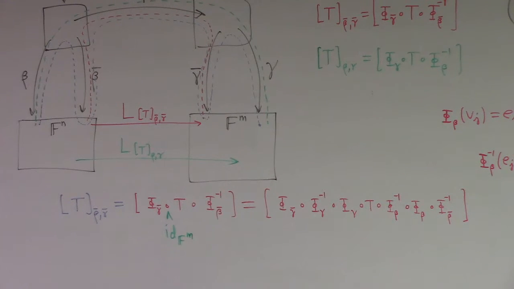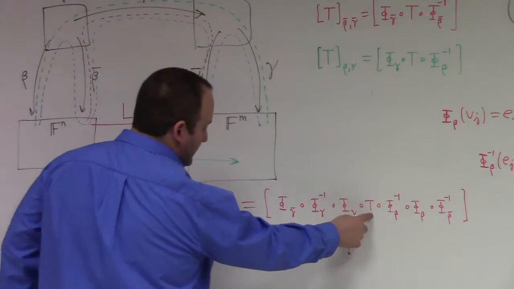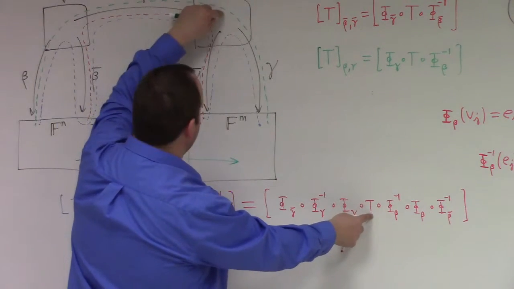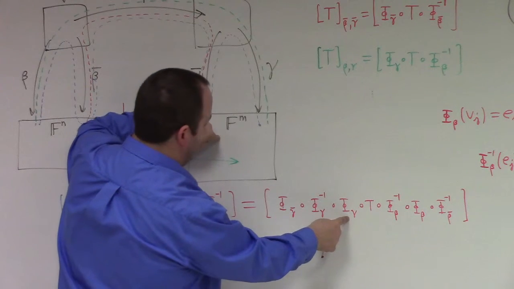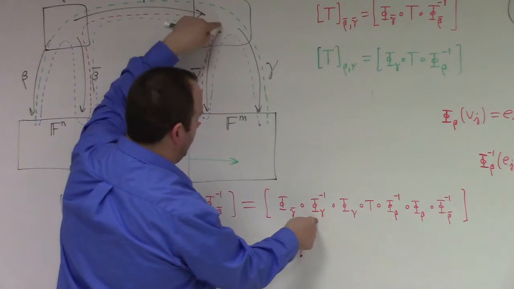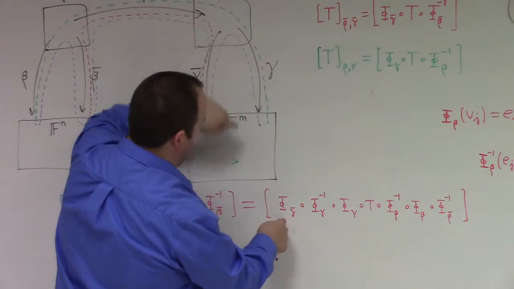T goes from where to where? Think about T for just a second. T takes something in V, maps it over to W. Does gamma eat things in W? Yes, it does. Goes down here. Gamma inverse goes back up here. Phi gamma bar goes back down here.